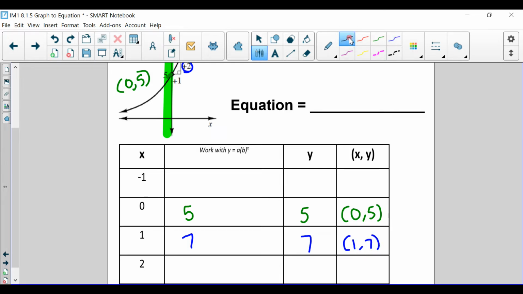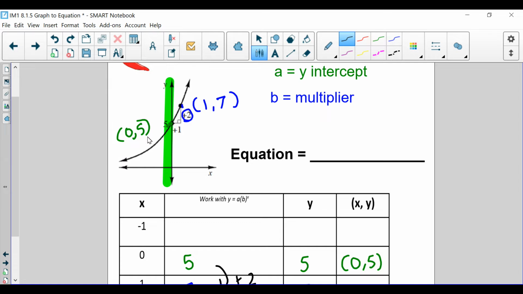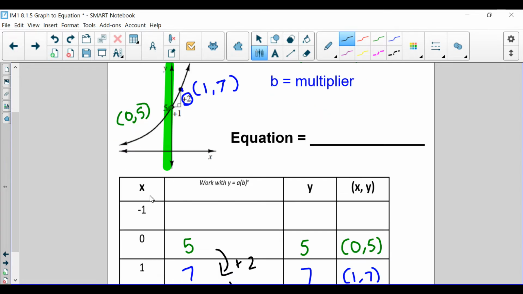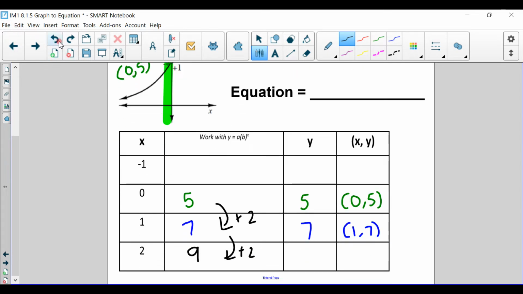Now some people might be thinking, oh, this is linear. I'm just going to add 2 each time, so the next value will be 9. That would be correct if the graph was a straight line. However, you're going to notice it's not a straight line. It is a curve. Therefore, this answer of adding 2 each time is incorrect.